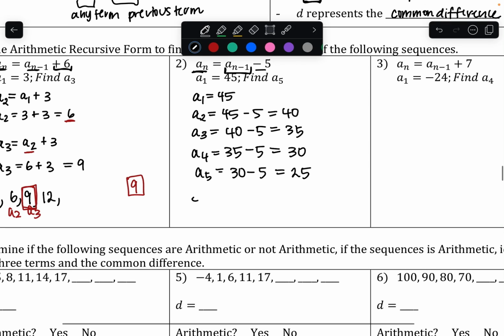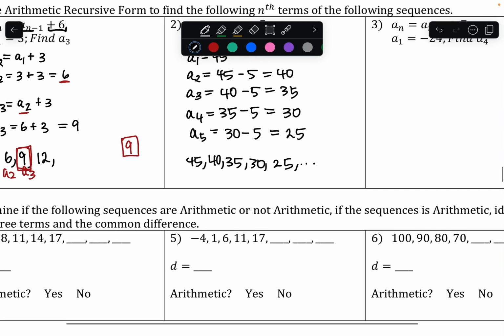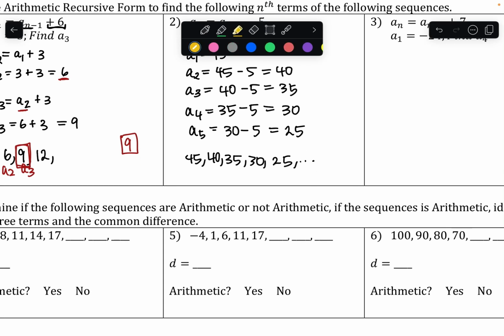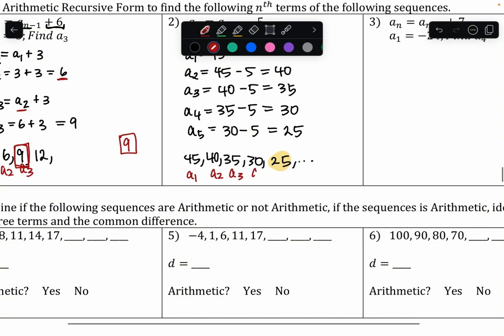Okay, so if you're looking at the sequence, it starts with 45, and we just keep subtracting 5. So if you want to write it in list notation to make it easier, either way would be fine. You just need to know you're looking for the 5th term. Here we have the 1st, the 2nd, the 3rd, the 4th, the 5th. And so your answer for this question would be 25.